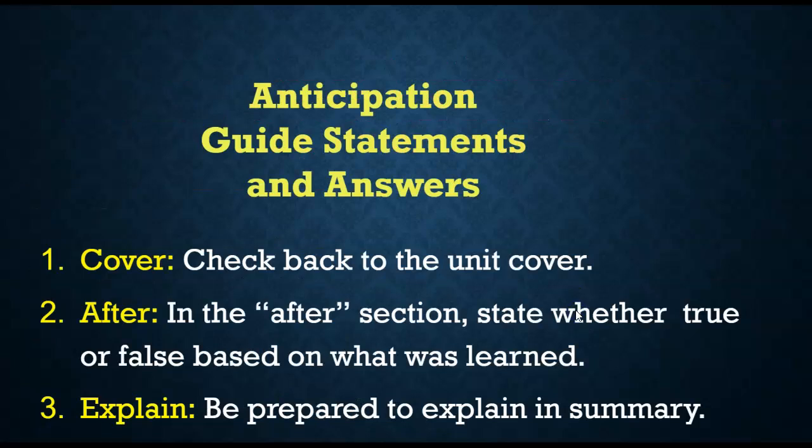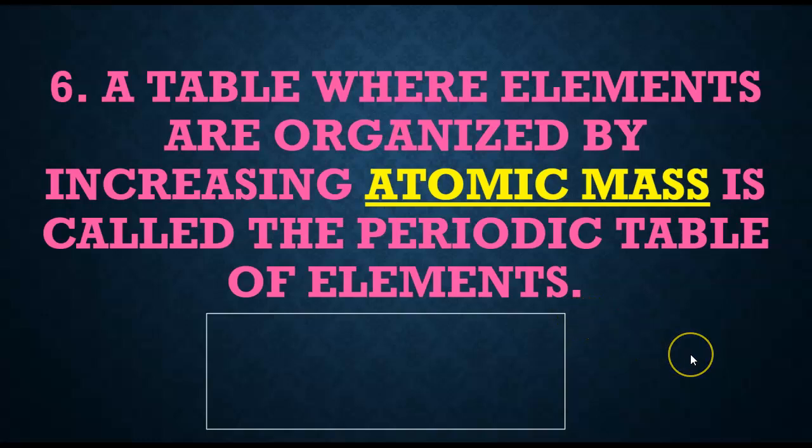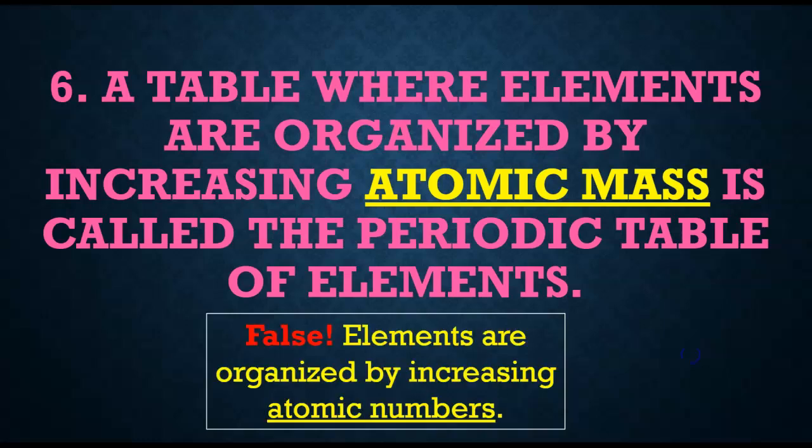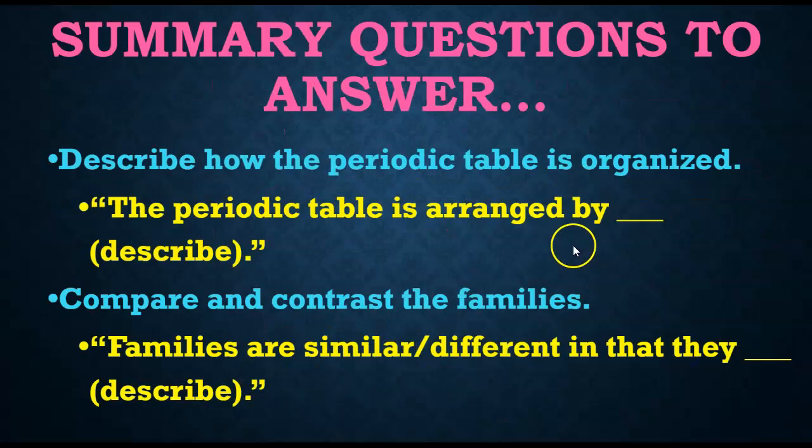Okay, please flip back to the anticipation guide. We're going to answer number 6 on the right-hand side. A table where the elements are organized by increasing atomic mass is called the periodic table of elements. This is going to be false. They are by atomic number, number of protons. That's how you're going to remember. All right, summary. The periodic table is arranged by atomic number, or the number of protons.